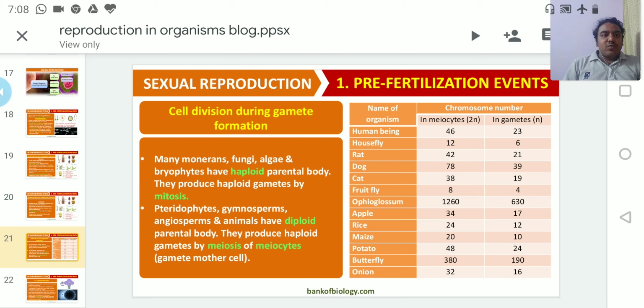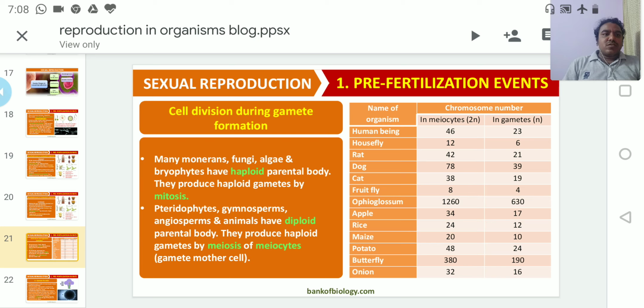See, you cannot believe 1260 chromosomes which is present in the meiocytes. In haploid only, the number is 630. Okay, so like that we can give examples.